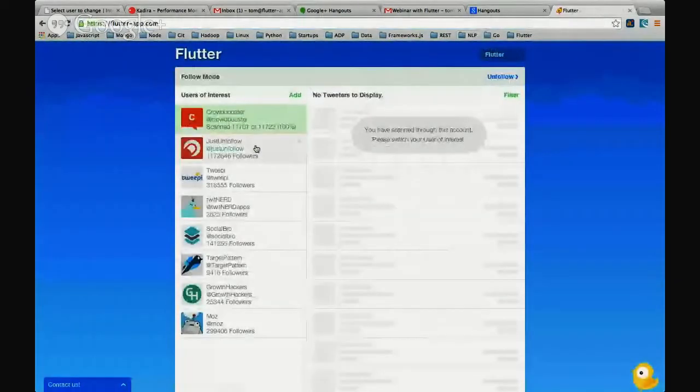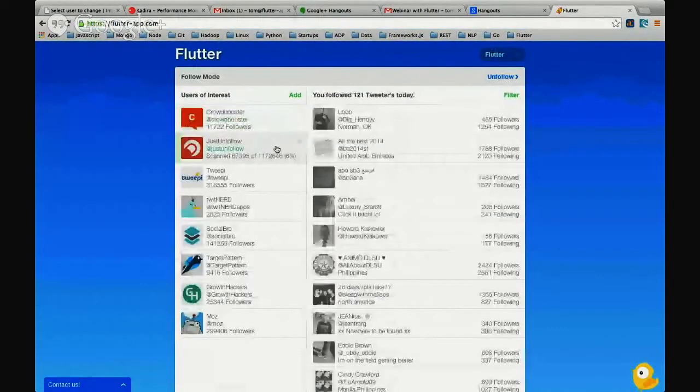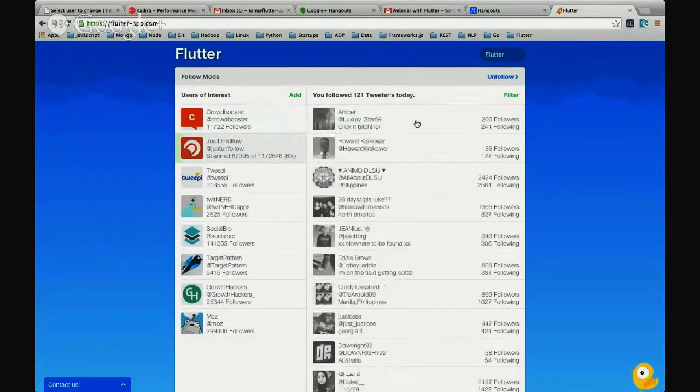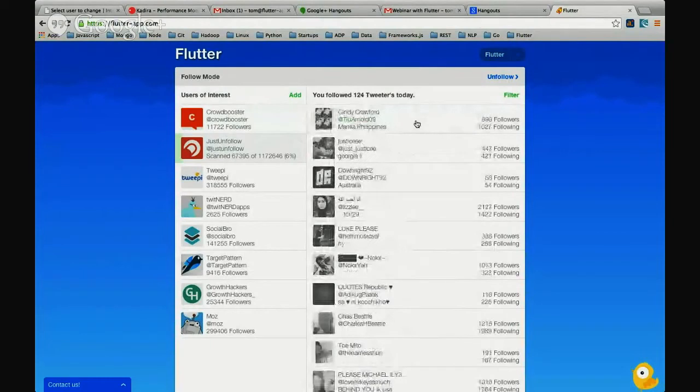And this is essentially Flutter for Flutter. This is Flutter's account on Twitter, and today you see that I follow 121 people. You have a daily limit on Twitter that limits you to about 1,000 a day. That's sort of the only limit. Other than that, you just start clicking these people, right?